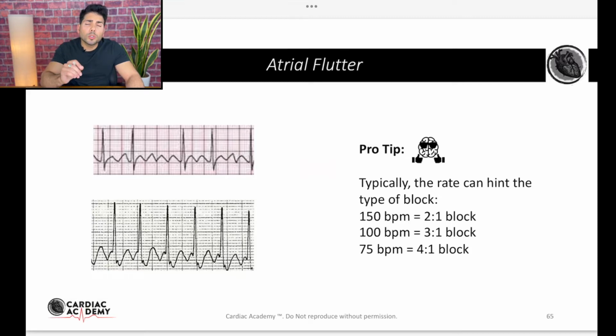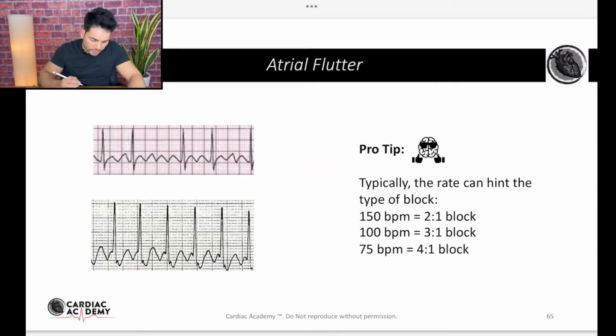Usually you'll be able to see flutter waves in between QRS and QRS, and if you see a QRS and two flutter waves in between QRS and QRS, that's a 2 to 1 block. If there are 3 flutter waves, that's a 3 to 1 block. And if there are 4 waves, then it's a 4 to 1 block. But the heart rate can also hint at what type of AV block we're seeing. A heart rate of 150 beats per minute is usually indicative of a 2 to 1 block, 100 beats per minute, 3 to 1, and 75 beats per minute, 4 to 1.